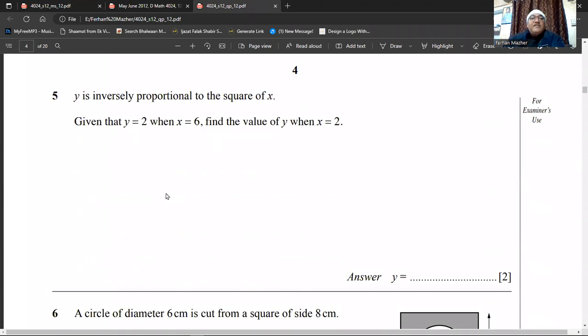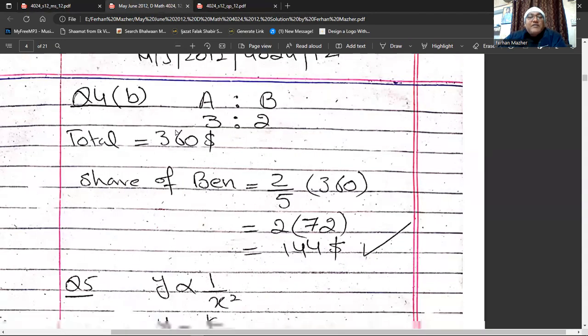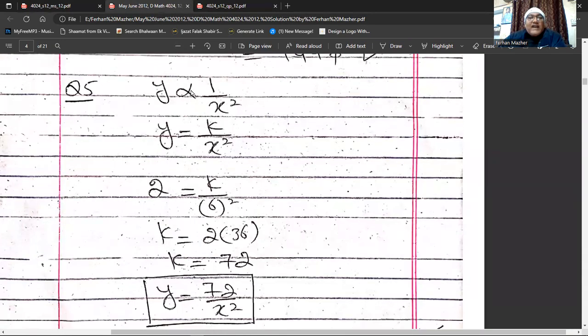Question number 5. He says y is inversely proportional to the square of x. Given that y is equal to 2 when x is equal to 6, find the value of y when x is 2. Okay, so y is inversely proportional to x squared, so y is proportional to 1 by x squared. When you remove the proportional sign, you put an equal sign. So you have to introduce a constant here, and that constant is k. So y is equal to k by x squared.